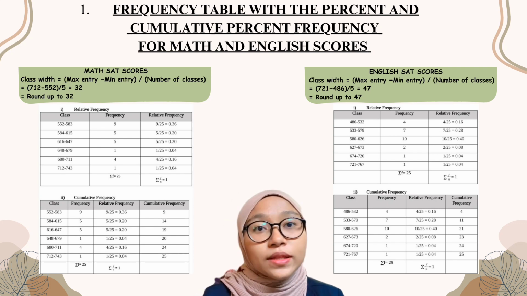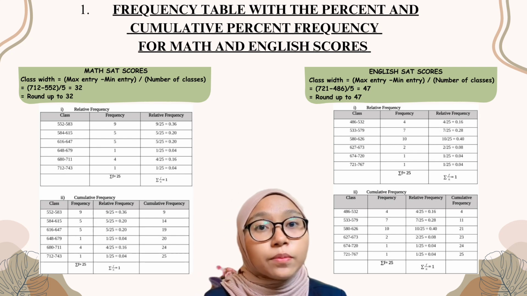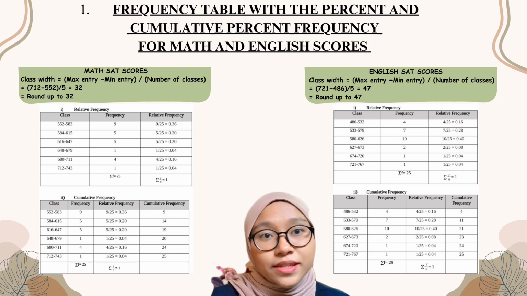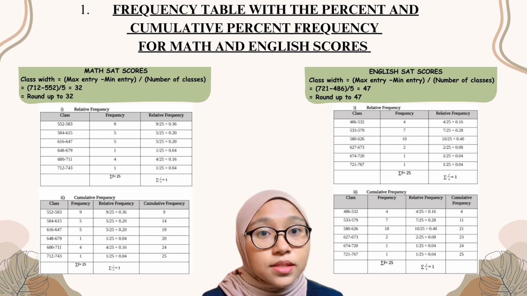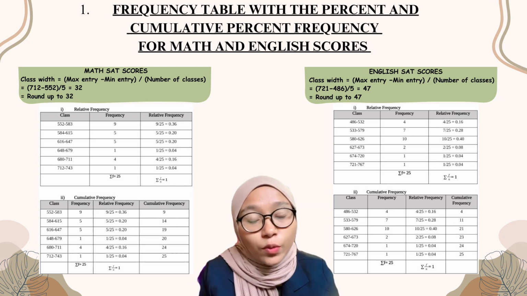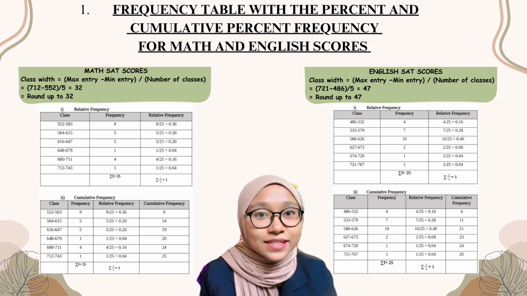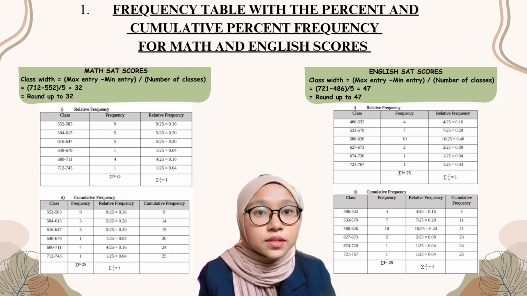The first question is to develop the frequency table with the percent and cumulative percent frequency for math and English scores. For math, start with 712 minus 552 divided by 5, so the answer is 32. The class is 6 and the frequency is 25. Meanwhile, for the English scores, 721 minus 486 divided by 5, so the answer is 47. The class also has 6 and the frequency is 25.